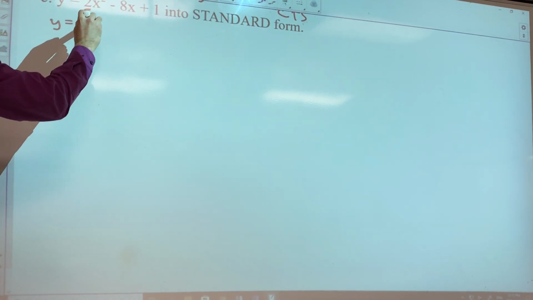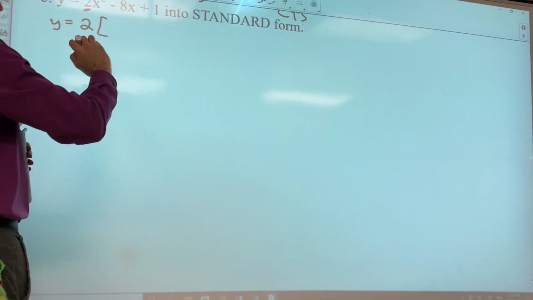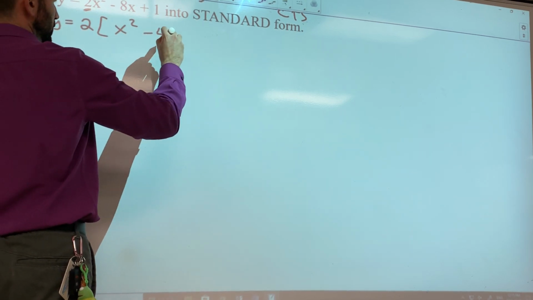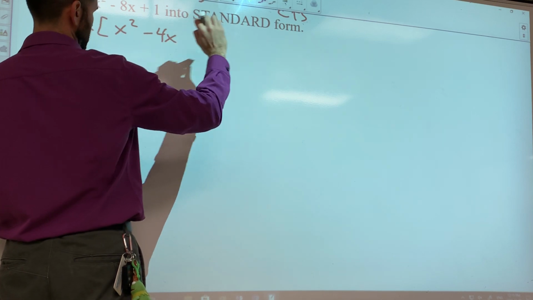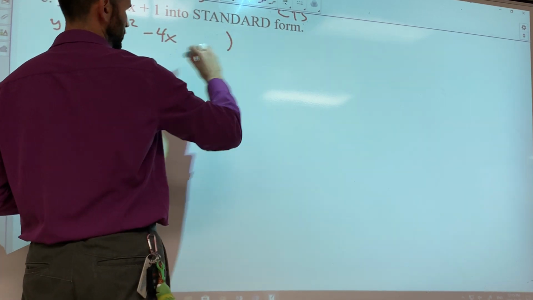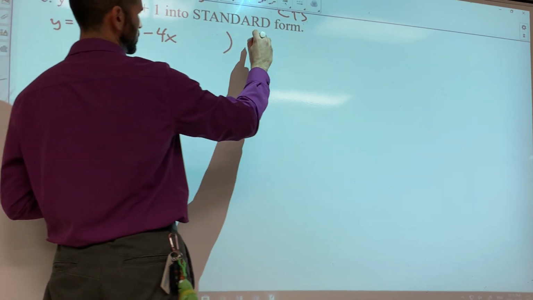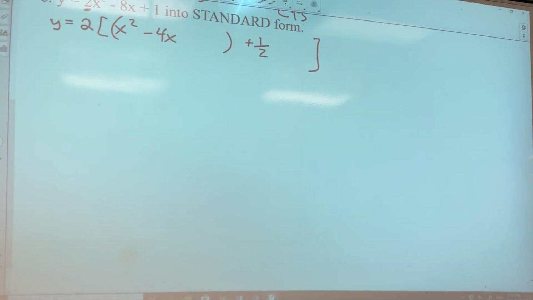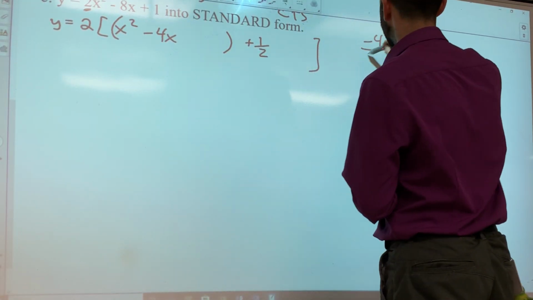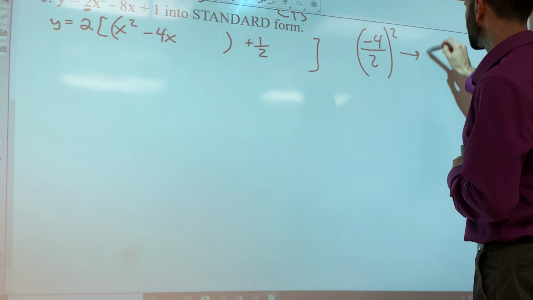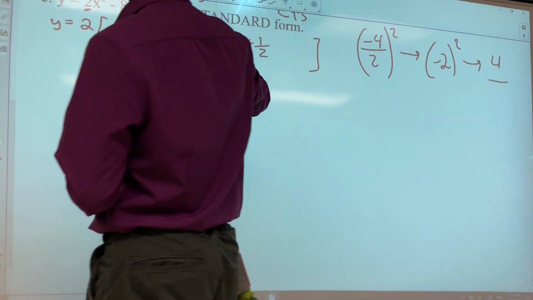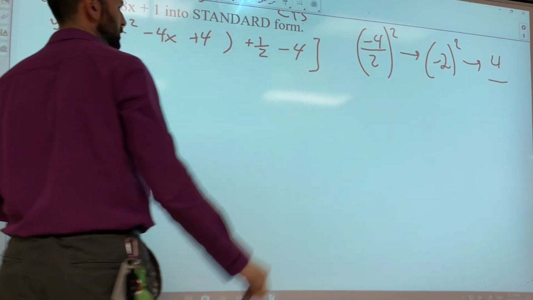So I'm going to go y equals, I'm going to pull out the 2 and divide every term by 2. So the first term I get x squared. Negative 8 divided by 2 is negative 4. Remember, I like to leave some room. So I'm going to complete the square in the brackets. 1 divided by 2 is 1/2, like that. So I just did that to leave myself some room. Then I'm going to grab the b term, divide it by 2, and square it. So it's negative 2 squared, which is 4. So 4 is the magic number. I'm going to add 4 and subtract 4.